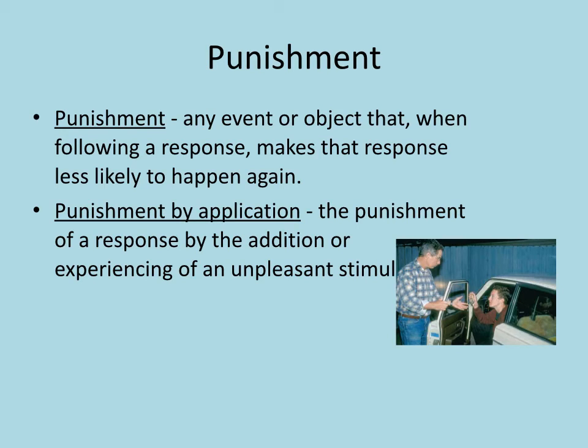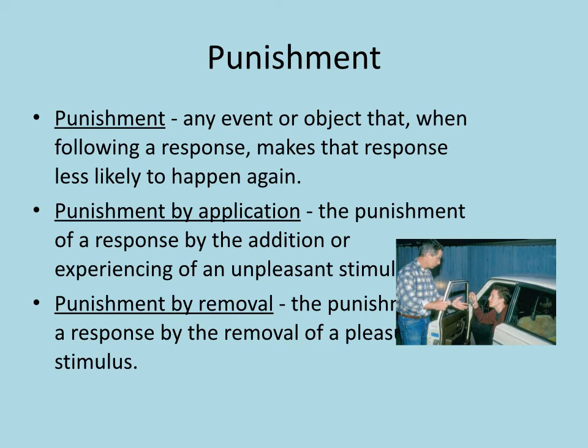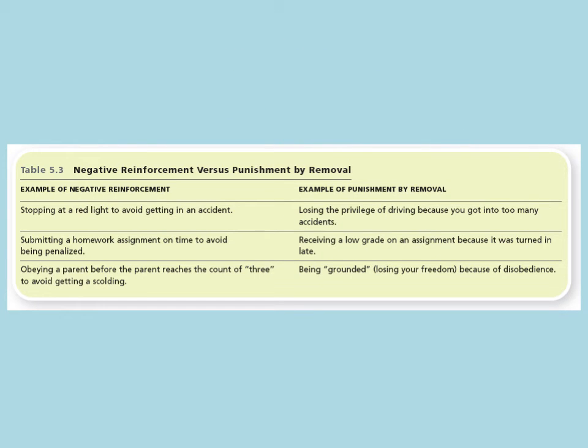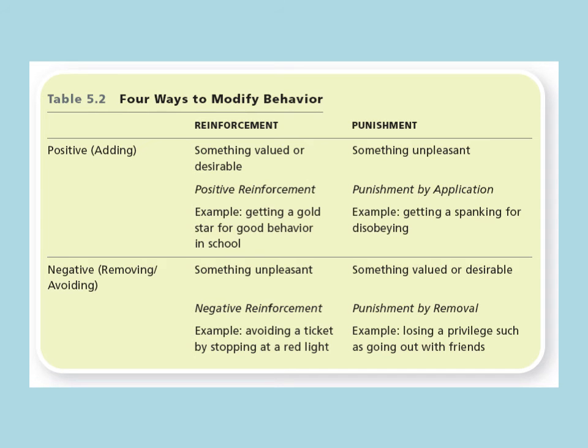That's punishment by application. Punishment by removal is punishment of a response by the removal of a pleasurable stimulus. So, for instance, if you lost TV for a month, if you lost your cell phone for a month, if you lost your right to go out and see your friends, that is punishment by removal. So punishment by application is you have to do something in addition to your norm, and punishment by removal is you get things taken away. Okay? So these are just examples of punishment.